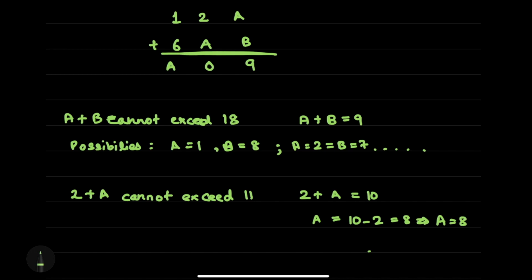And then we can also find b, because we now know the value of a. So a plus b is equal to 9. So we know 8 plus b is equal to 9. So b becomes 1.